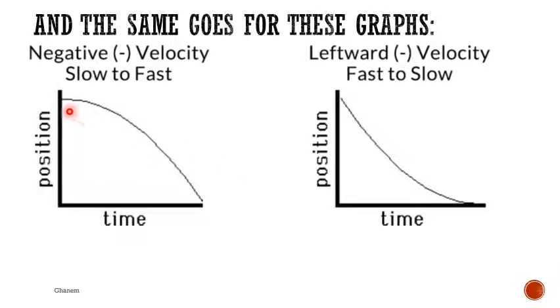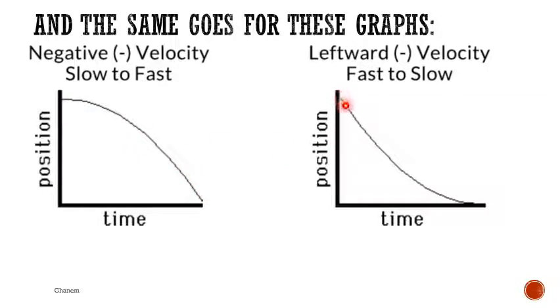To end up, since the curve starts with a light slope or gentle slope and ends up with a steep slope, we can say that the car is moving slow here and it's moving fast, and the car in general is moving backwards or along the negative direction.